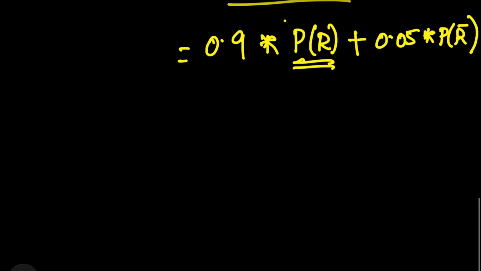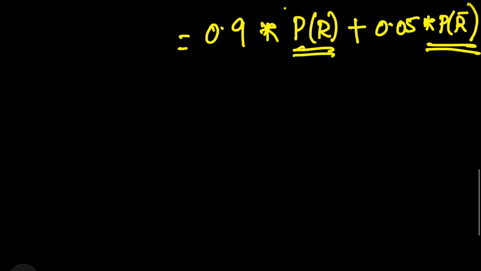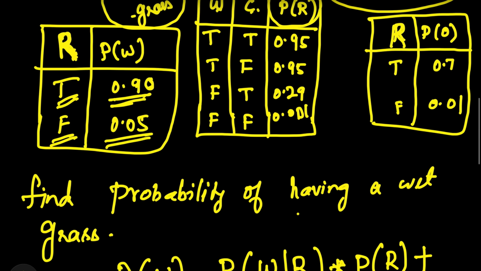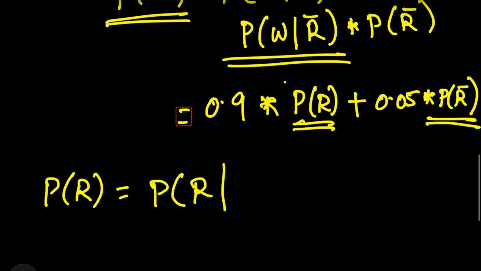Now we have to find P of R and P of negation of R, so that we can find the right value of probability of wet grass. So let us take P of R first. If we find P of R, then P of negation R is nothing but 1 minus P of R. So let us first find P of R. Probability of raining depends on wind and cloud, in which we have 4 states, right? So I'll write all the states here.